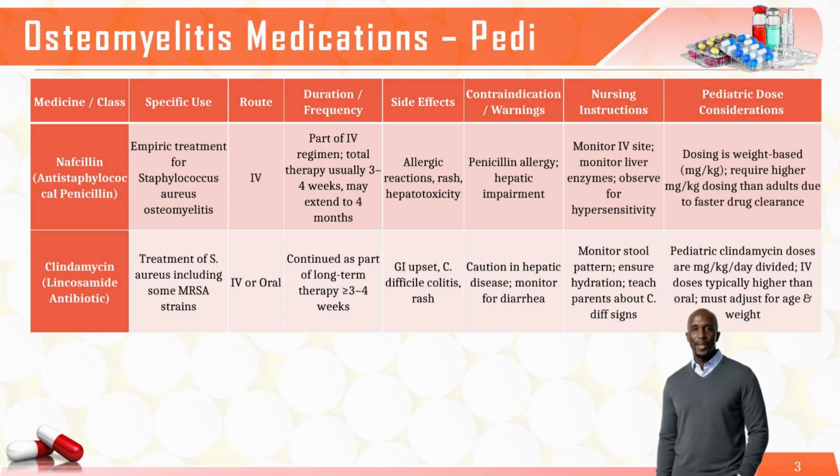As nurses, we must watch for allergic reactions and monitor liver enzymes, especially in patients with hepatic impairment. Next is clindamycin, which is very useful when MRSA is suspected. It can be given IV or orally and is continued for long-term therapy. The biggest risk with clindamycin is C. difficile colitis, so monitor stool patterns closely and educate parents about early signs of diarrhea.